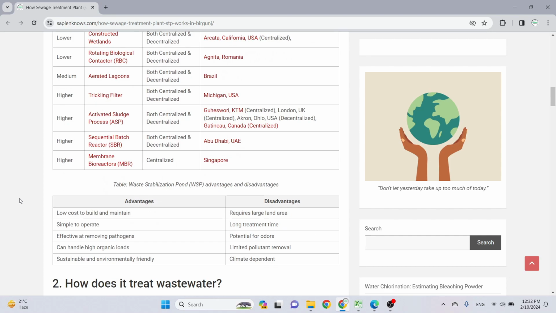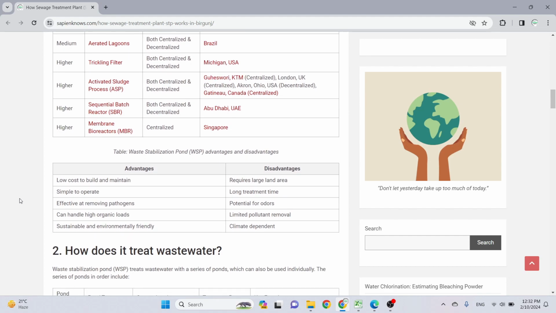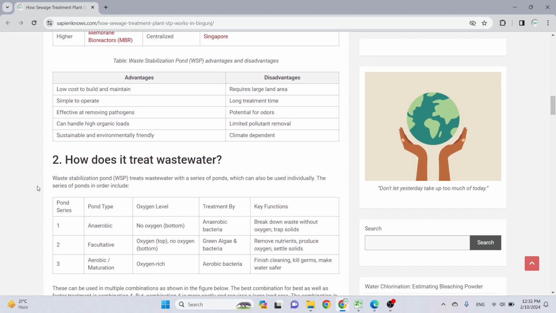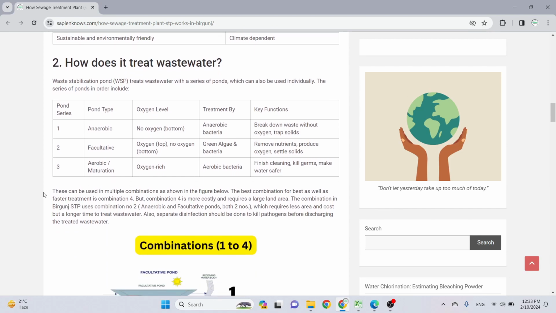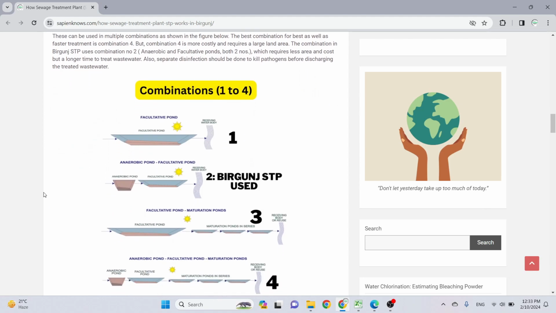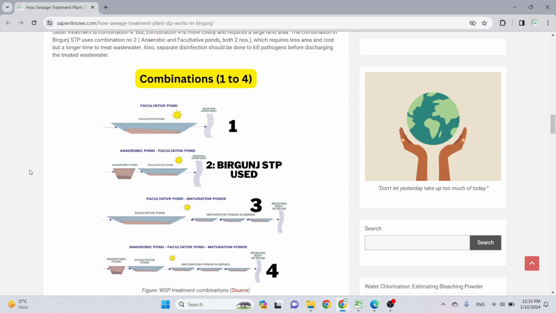The waste stabilization pond has various advantages and also some disadvantages. The waste stabilization pond is a series of ponds, and the first pond is an anaerobic pond which works by the process of anaerobic digestion. The facultative pond has oxygen at the top and no oxygen at the bottom, and works by facultative bacteria. And the third is the aerobic pond or the maturation pond, which does the reduction of the pathogen by the aerobic bacteria.